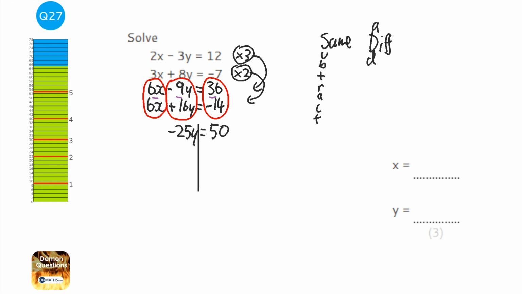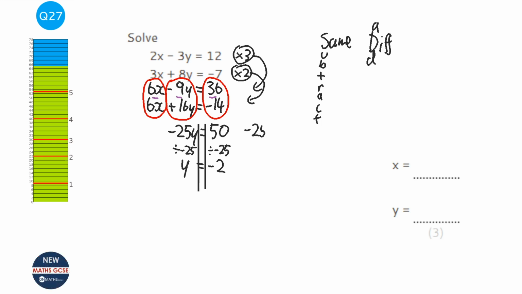So I'm going to put my lines down the side. And we're going to divide both sides by minus 25. And you end up with y equals, so that's going to be a minus and it's going to be minus 2. Now if you're not comfortable with doing that, you can switch the signs first.